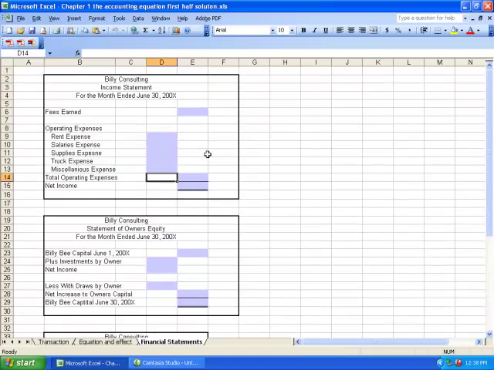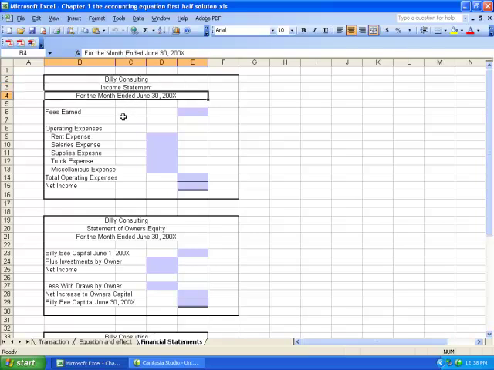And we have already set up templates that have done some of the work for us here. We already have headings on the income statement. The name of the company is Billy Consulting. This is an income statement, and the date is for a month that is ended June 30th, 2000X. We have indications here as to what needs to be filled in order to complete this income statement.